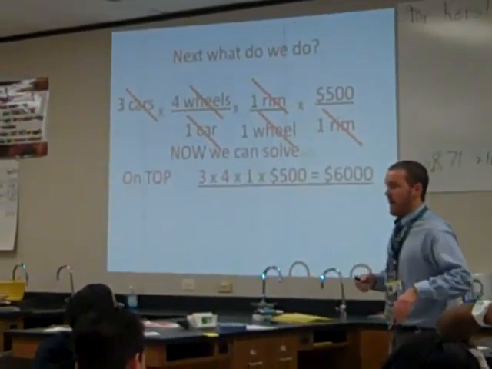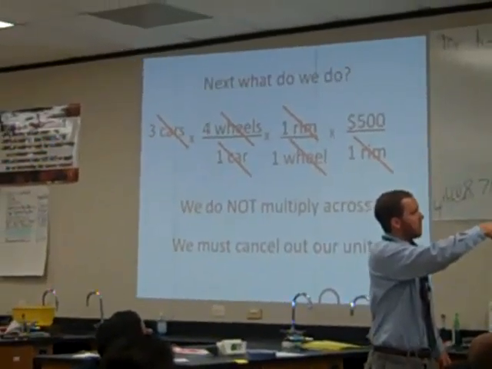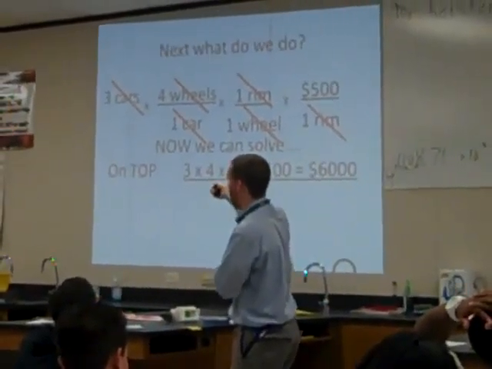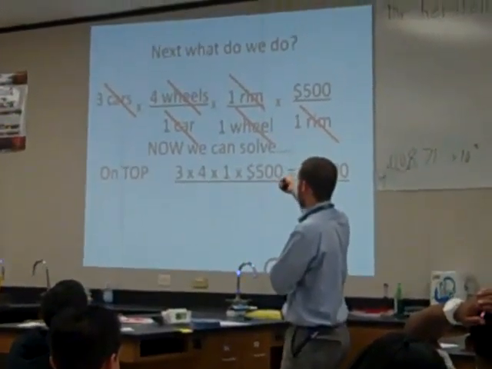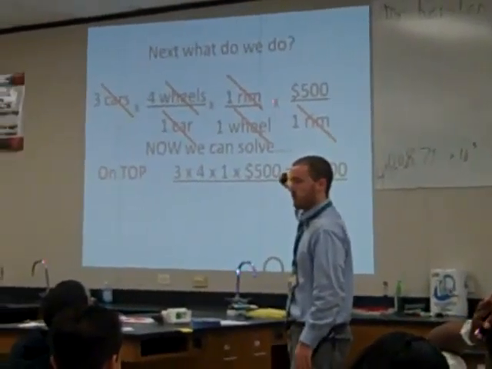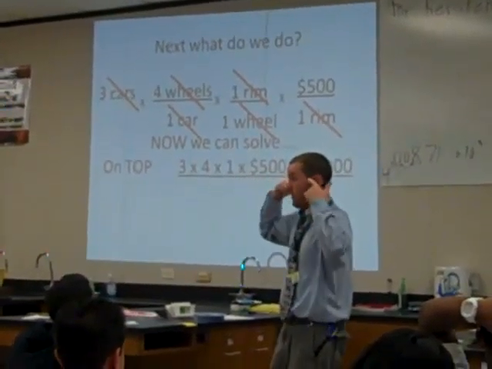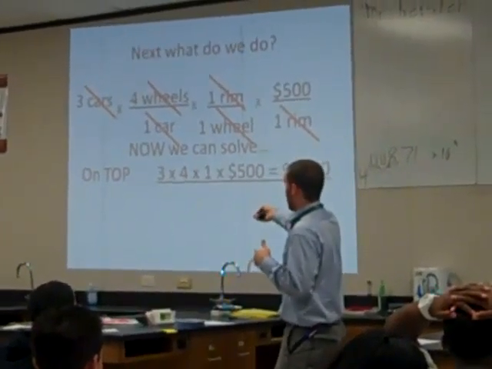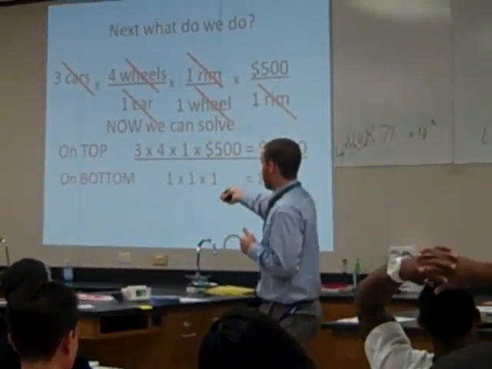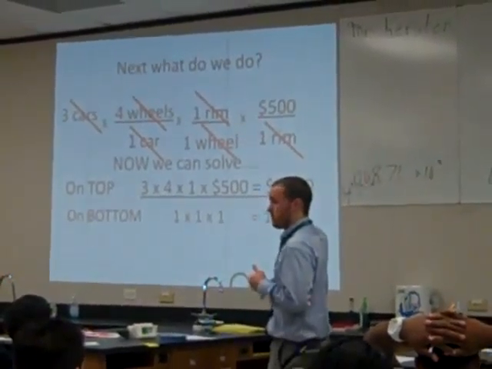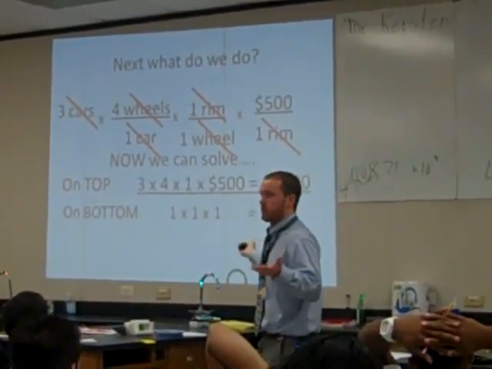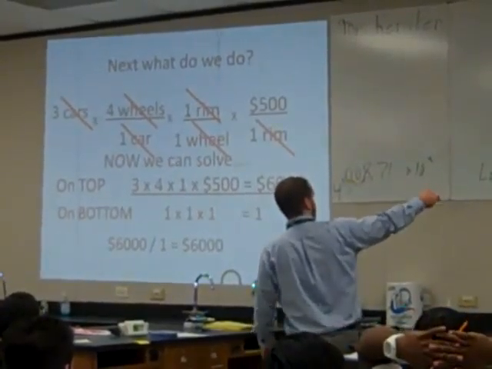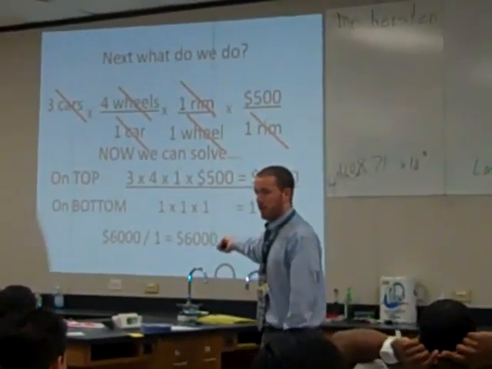Okay. So on top, the last step: multiply across, then divide. You want to multiply across first. So on top, 3 times 4 times 1 times $500. Multiply across, that's easy enough. So everyone that did it in their head, that's exactly what you did. Didn't realize it. And then always multiply across on the bottom as well: 1 times 1 times 1. It's not going to always be 1s on the bottom, but for now it is. Then the last step, divide. $6,000 divided by 1, $6,000.